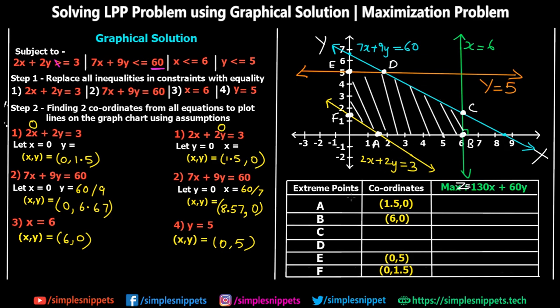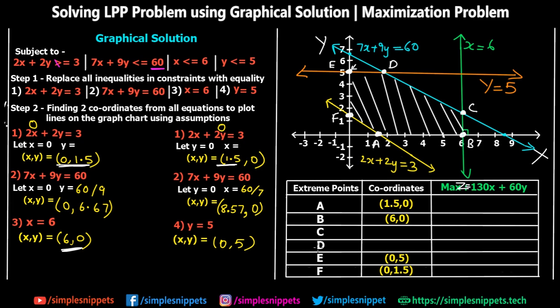Now looking at these points, we already know coordinate points of A, B, E, and F. So A is, you can see, 1.5, 0, because this is some point which we already know, right? This is that point, this one. Similarly for coordinate B, we already know this point because it is passing through 6, 0, right? So we have 6, 0 already. Similarly, E is passing through 0, 5, which is this point through which that y equals 5 line is passing. And we know the F point, which is 0, 1.5, which is this point.